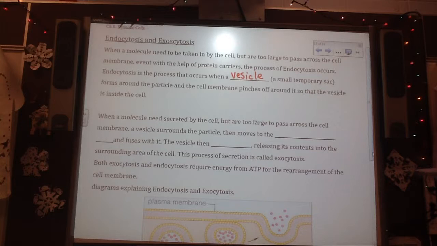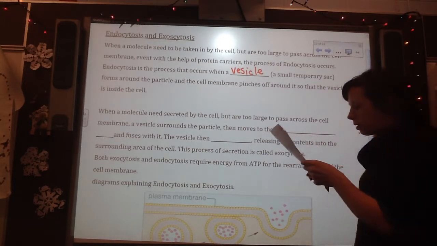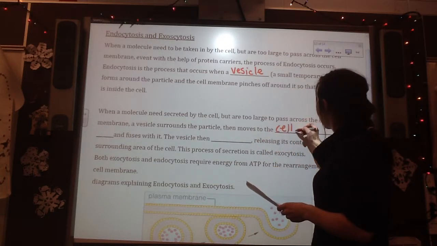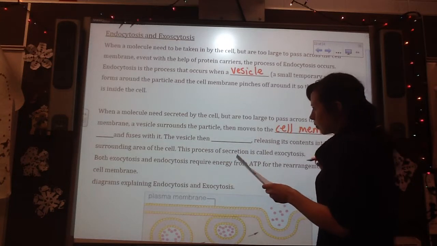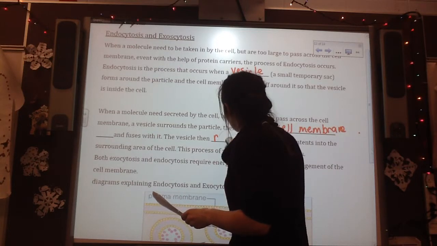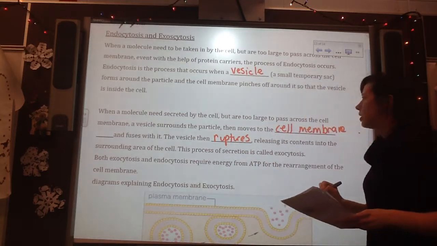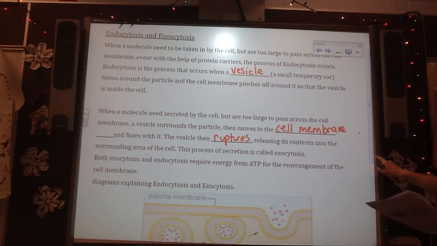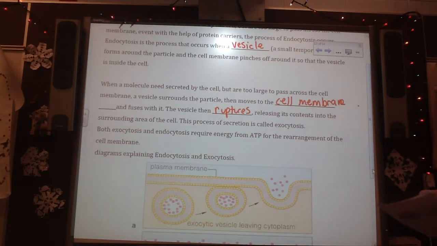When a molecule needs to be secreted by the cell but is too large to pass across the cell membrane, the vesicle surrounds the particle, then moves to the cell membrane and fuses with it. The vesicle then ruptures, releasing its contents into the surrounding area of the cell. This process of secretion is called exocytosis.